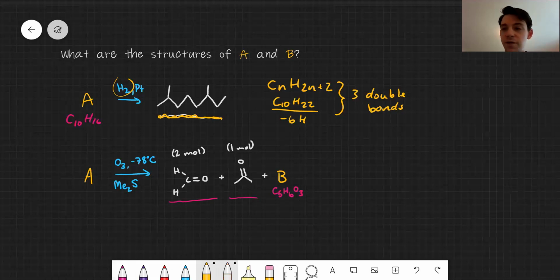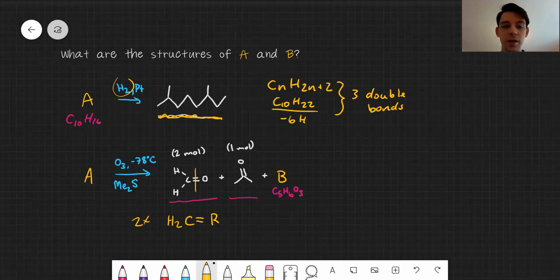When I see that it forms 2 moles of formaldehyde, that indicates to me that our double bonds must have terminal carbons on the ends of 2 of the double bonds. In other words, somewhere in the molecule, I've got this. In fact, I've got 2 of those.